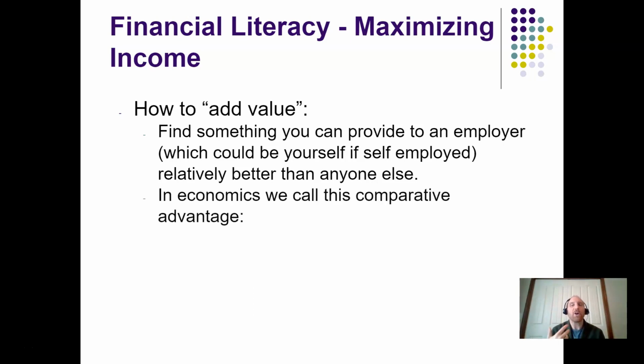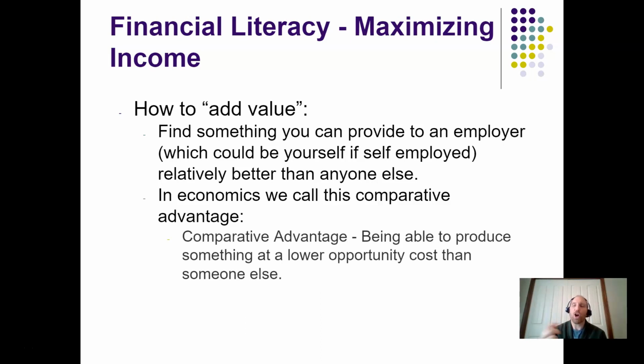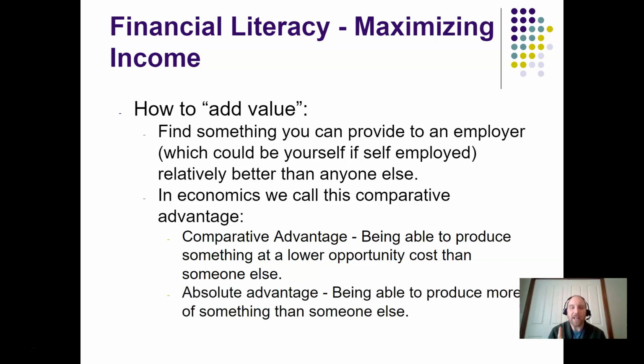In economics, we call this having a comparative advantage. We talked about comparative advantage a long time ago when we were talking about countries trading. And as a reminder, comparative advantage is being able to produce something at a lower opportunity cost than someone else, which is different than an absolute advantage, which is being able to produce more of something than someone else.